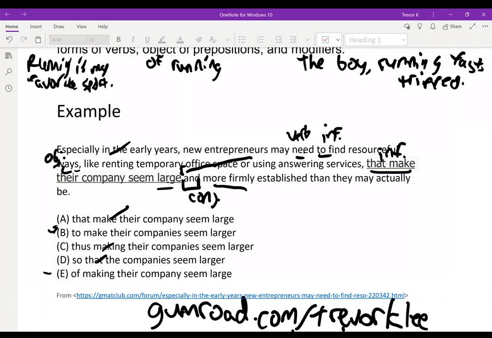And I want to point out that this one is wrong. Now, even if this said larger, it would still be wrong because this is something that is okay in normal English, not okay in GMAT English. In normal English, saying new entrepreneurs may need to find ways of making their company seem larger, totally fine. In GMAT English, you cannot say new entrepreneurs may need to find ways of making. It is ways to make because there is a helper verb.